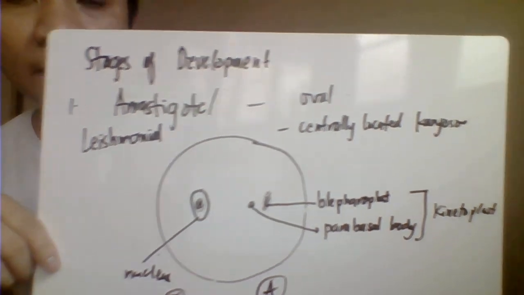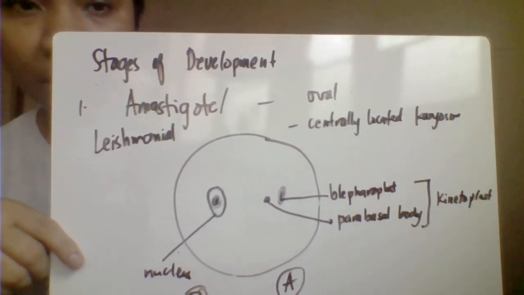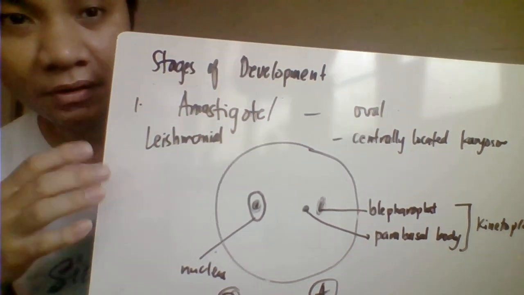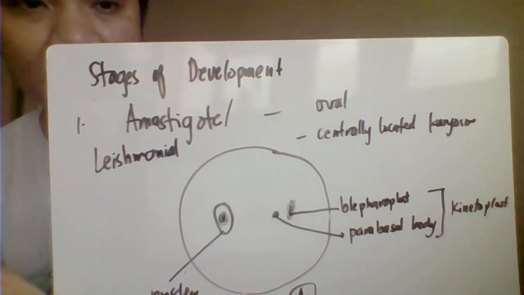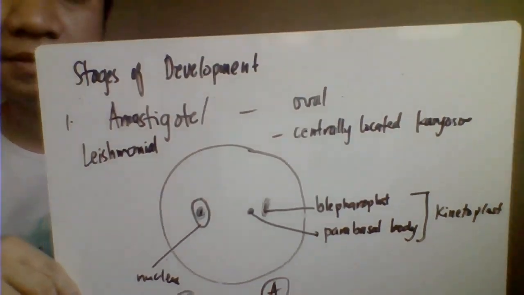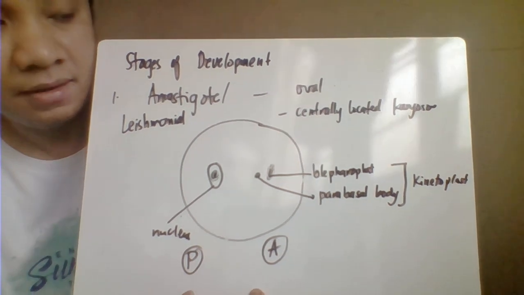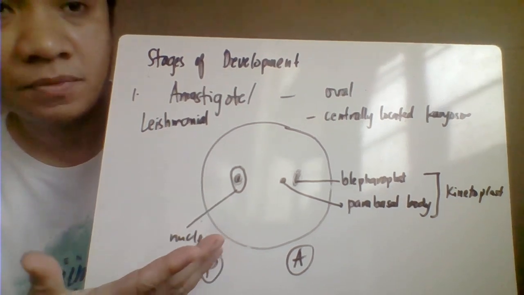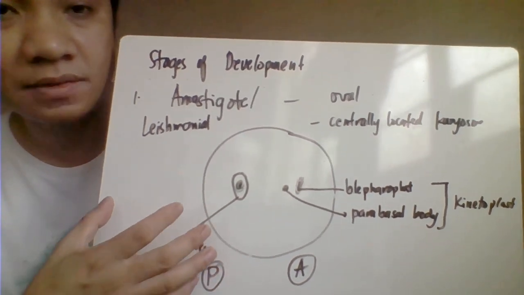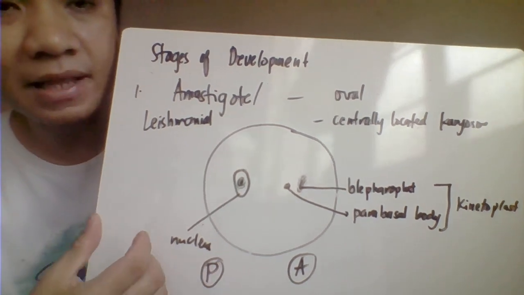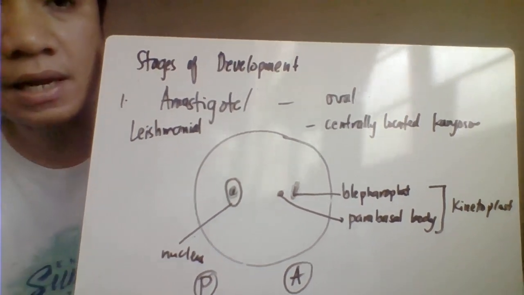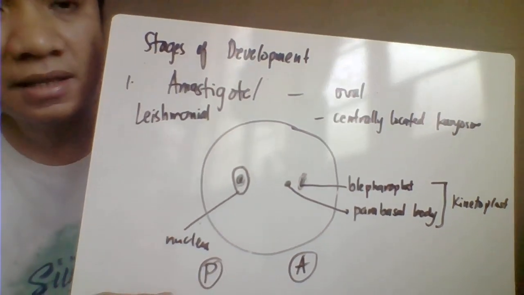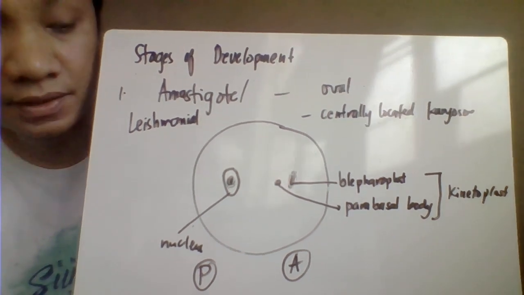Okay, now we have the stages of development of the hemoflagellates. We divide them into stages. The first stage is the amastigote, also called leishmanial. We describe the amastigote as rounded, an oval shape, and intracellular. This is the stage of the parasite where it enters most likely the RES, or reticuloendothelial system, including the macrophages, where they try to invade the different cells in our body, including the phagocytic cells.